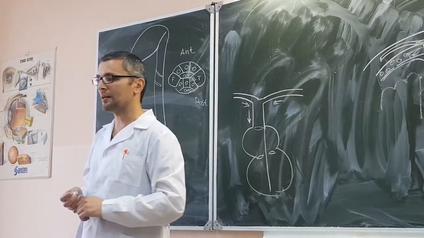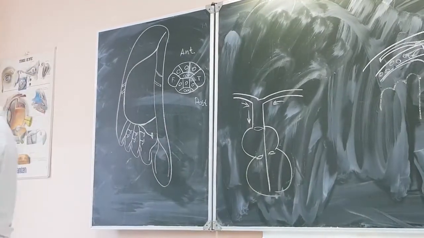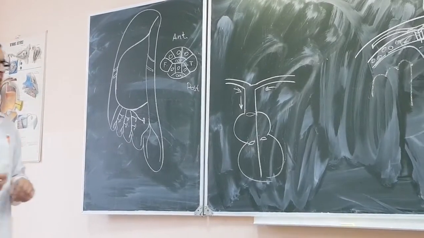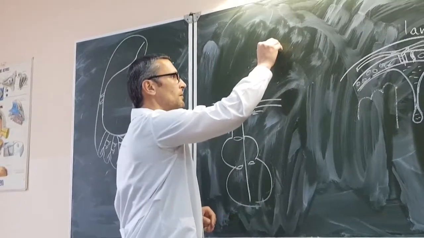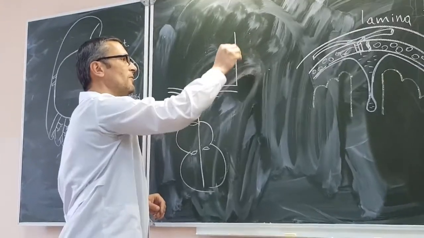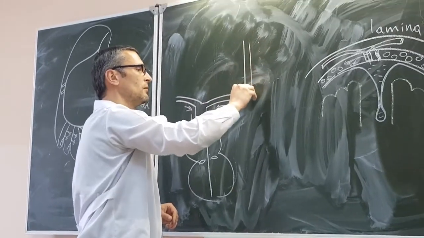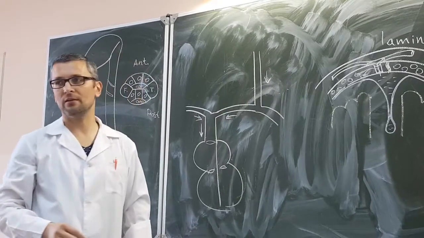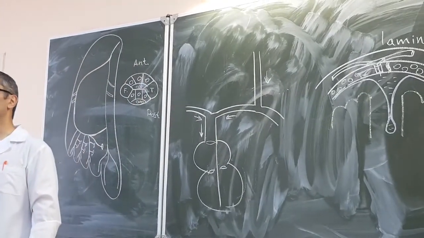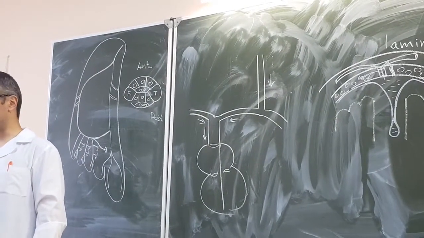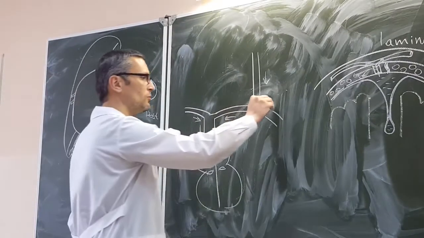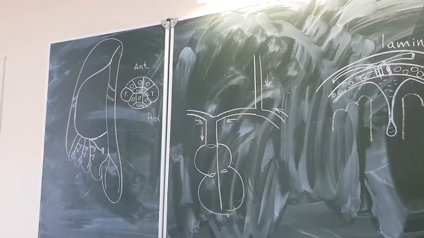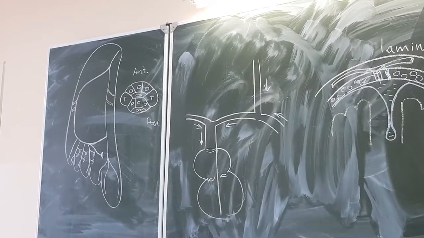Vena brachiocephalica itself also is formed by the connection of two veins. The first vein is the basic vein on the neck. It is called vena jugularis interna, internal jugular vein, which collects blood from the head and neck. And another vein is called vena subclavia, which collects blood from the upper extremity.